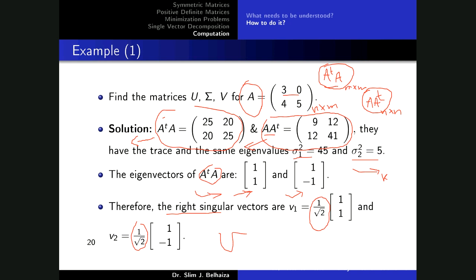Yes, Abdullah. Doctor, why did you divide by 1 over square root of 2? Yeah, because again, the eigenvectors we generated, (1, 1) and (1, -1), are not unit length. So the length of this vector is square root of 2. You got it, Abdullah? Okay. Yes, thank you. So when we divide by 1 over root of 2, we get a unit vector. So now we have an orthonormal basis.